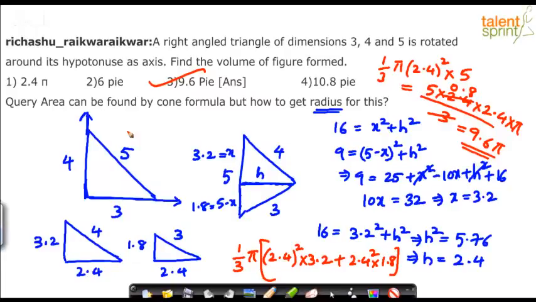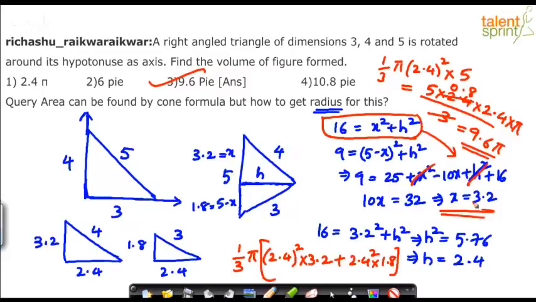Anuradha says, 3.2, where did it come from? X equals 3.2 we have got here, right? How did you find x equals 3.2? See, we know that x square plus h square equals 16, right? So in the second equation, I have replaced x square plus h square with 16, because the sum of these two is 16. So we'll get 9 equals 25 minus 10x plus 16. That will give us 10x equals 25 plus 16, 41 minus 9, 32. So 10x equals 32, x equals 3.2.